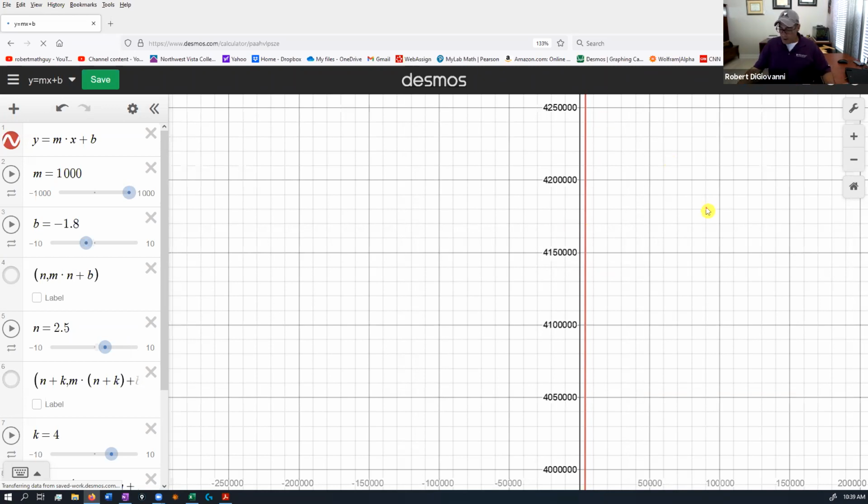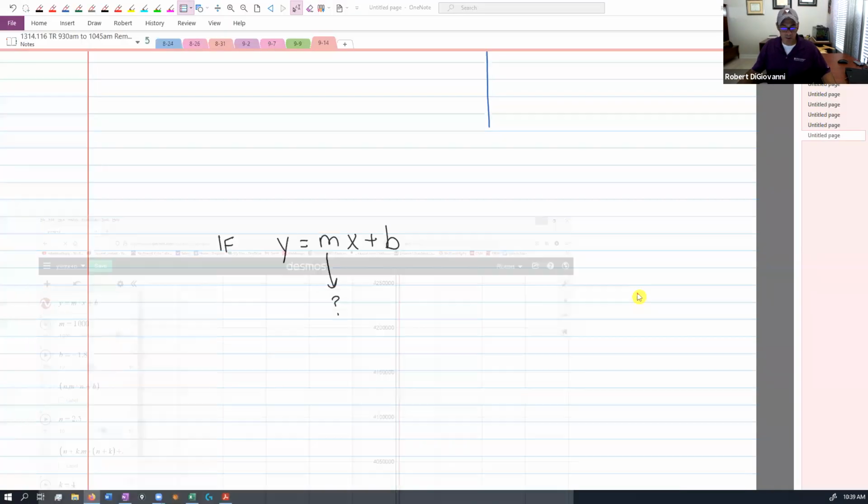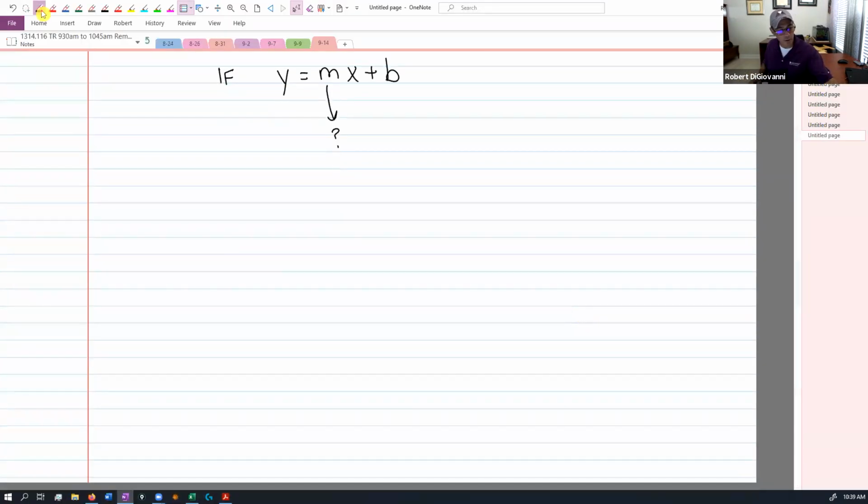So let's just wrap that up. I'm just going to state this and then we'll talk about the homework. So if you have a line like this, here m was a positive number.